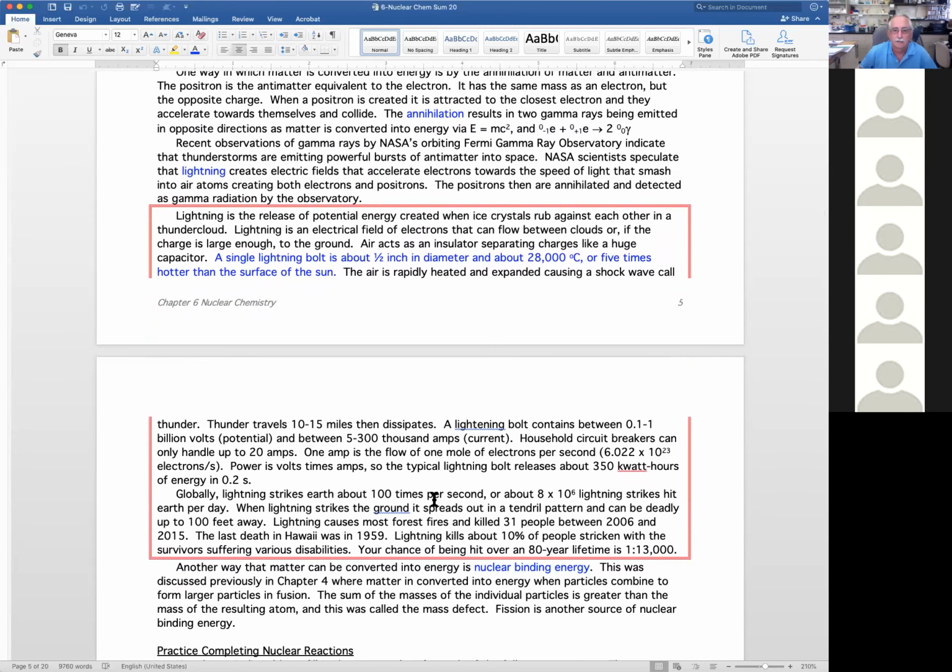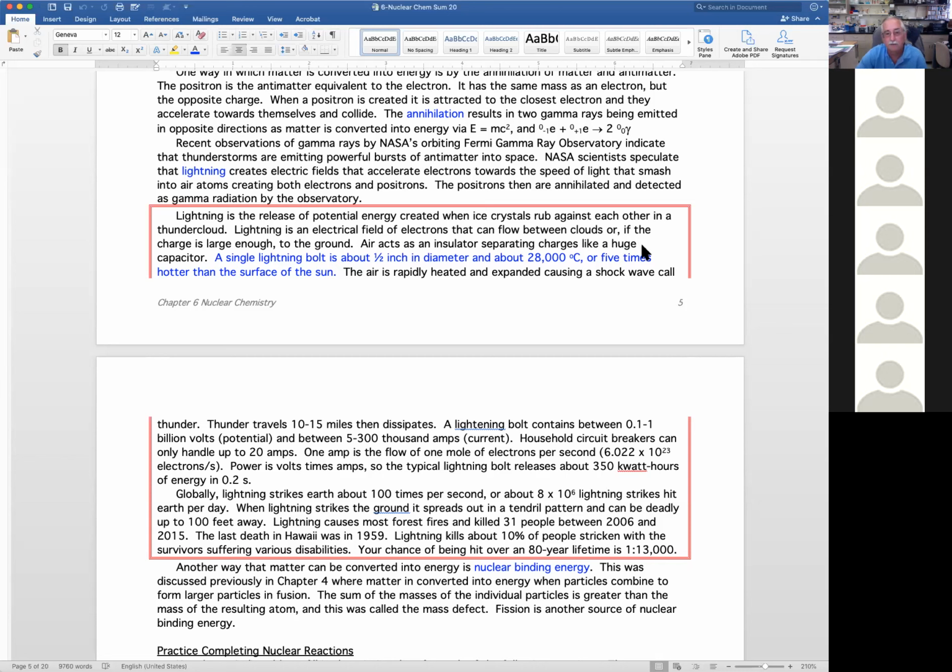So what is lightning? It basically happens when ice crystals up in the atmosphere start to rub against each other, creating static electricity. And so you have this electrical field of electrons that can flow between clouds. And if the charge gets large enough, it can basically zap and jump through the air into the ground.